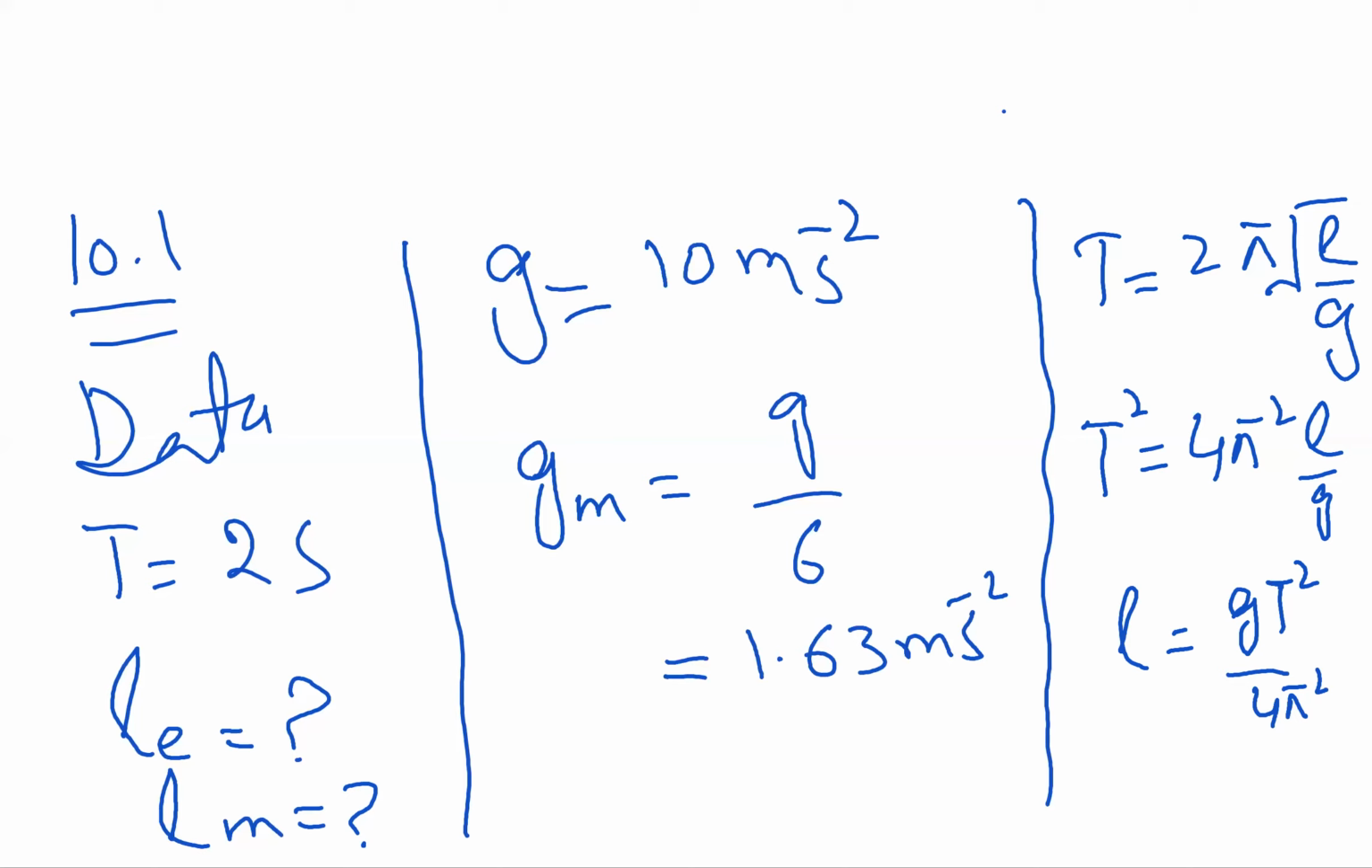So you will write for Moon, Lm is equal to g T square divided by 4 pi square. And for Earth you will write Le, where E stands for Earth. Now put the values and calculate the answer.